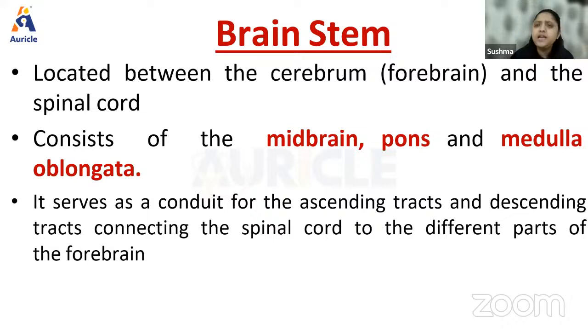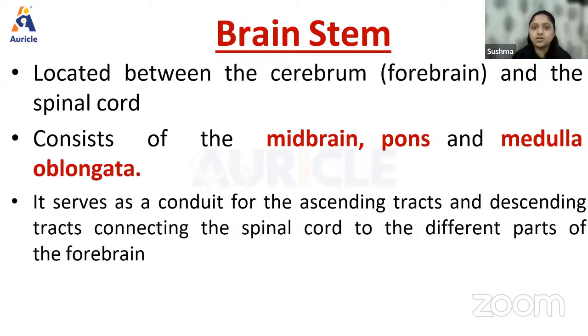We have so many different areas of the brain that are there for this precise function, connecting different areas so as to give me a proper output. Now, this brainstem consists of midbrain, pons, and medulla oblongata. Brainstem is a whole structure.